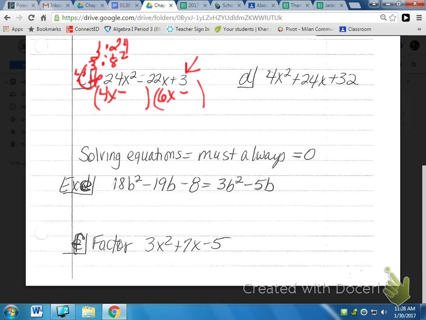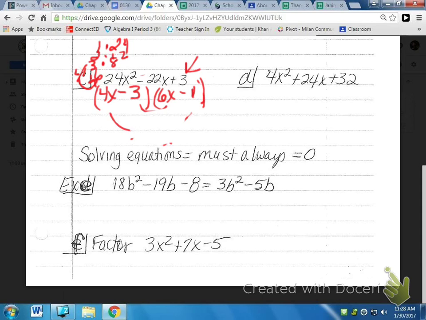So let's go 1 and 3 because that's my only possibility. And when I test outer, negative 12x, inner, negative 6x, what is that together? When I combine those together, what is it? Negative 18x. That's not our 22, so that must be wrong. So I turn around and I put 3 in here and 1 in here and hope it works.